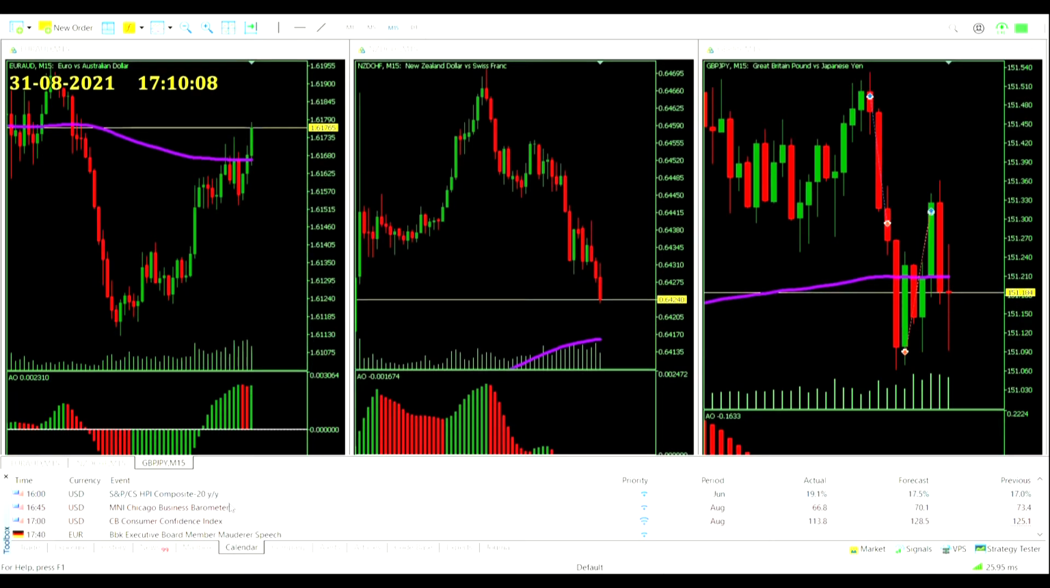And we've just pulled up the economic calendar to have a look at these US numbers. Chicago Business Barometer and the Consumer Confidence Index both missing by quite a bit there. The barometer 66.8 against the forecast 70.1, and the Conference Board Consumer Confidence Index 113.8 actual versus 128.5 forecast. So not the best numbers there for the dollar in terms of the environment out there for business.